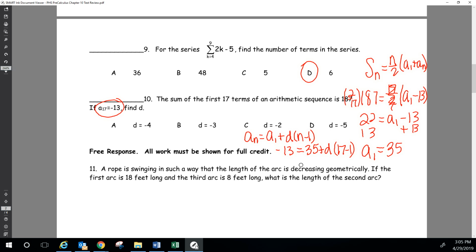So first we move the 35 over, and we get negative. So moving the 35 over, I get negative 48 is equal to D times 17 minus 1 would be 16. All right, and then dividing by 16, we get D is equal to negative 3, which is this guy right here. All right, that's 1 through 10. I'm going to come back and do the free response and see if we can get that into one video.